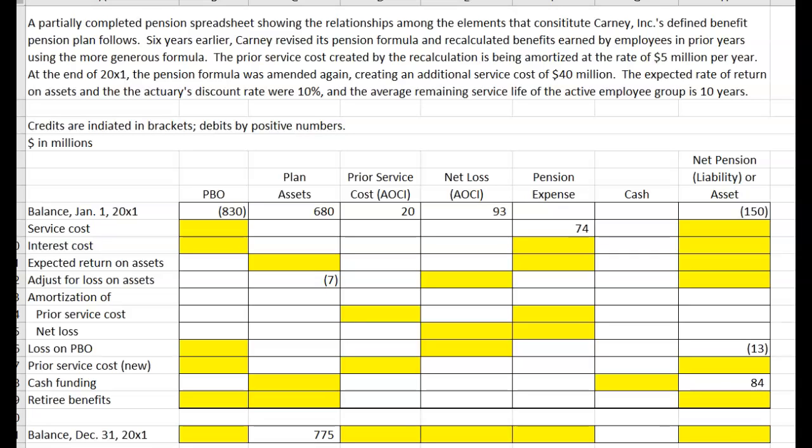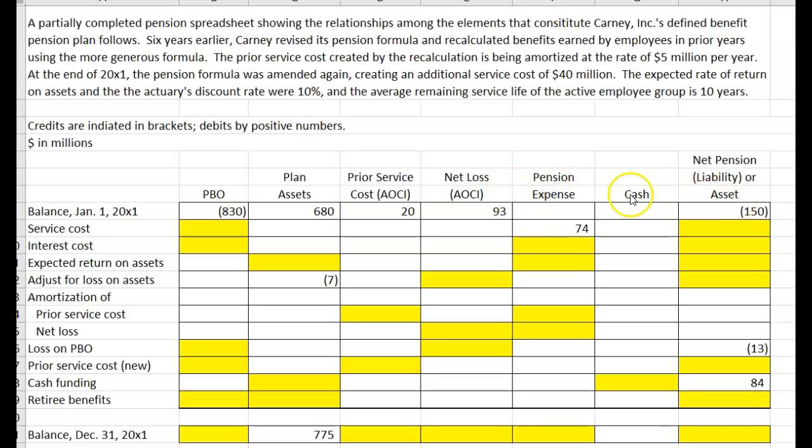Hi everybody. In this series of video exercises, we're going to work a problem similar to one of your Chapter 17 homework problems. The purpose of this exercise is to carefully study the relationship among the elements of a pension plan, those elements being the projected benefit obligation, PBO, the plan assets, prior service cost captured in AOCI, net loss in this case. It could also be a net gain, but that is captured also in AOCI, the pension expense, and the net pension liability or asset.